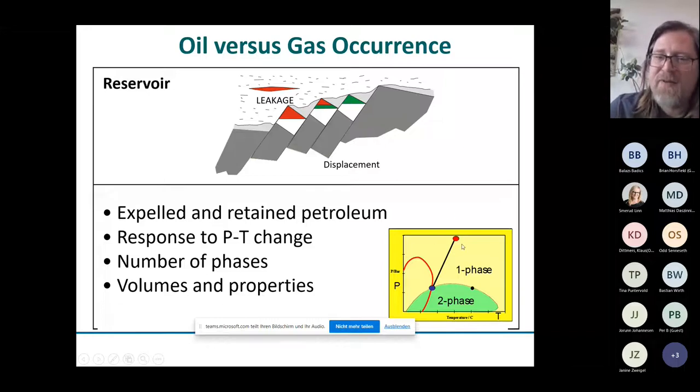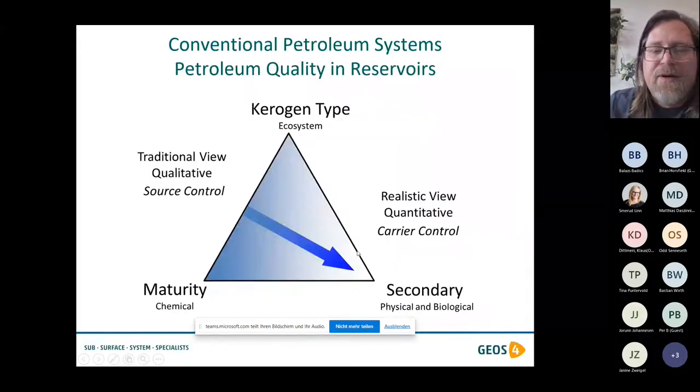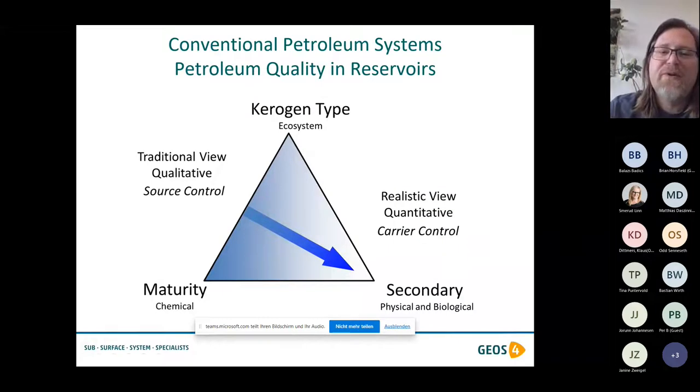So let's assume that a fluid expelled at this point does not change its composition during migration up until the pressure temperature condition where phase separation occurs. At this point in PT space, we suddenly have two different phases with two totally different physical properties, so differential migration might occur. The composition of petroleum in an individual reservoir is therefore basically a function of secondary physical and biological controls acting on the primary parameters kerogen type and maturity, which is controlled by the source and its position in the basin.